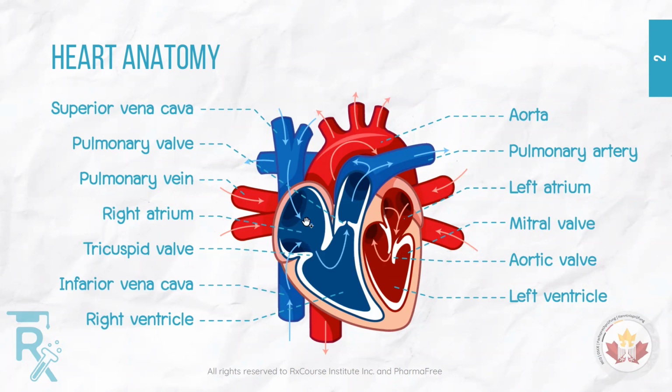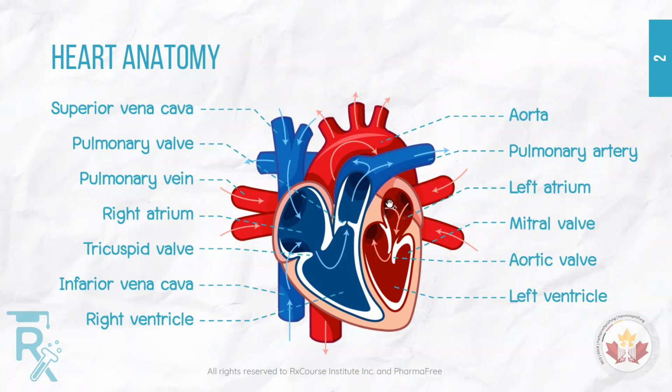Okay, then the right atrium will pump the blood to the right ventricle here. So the right ventricle would like to get rid of the CO2 and get O2. So it will pump the blood through the pulmonary artery to the lung, and the exchange of O2 and CO2 will happen in the lung.